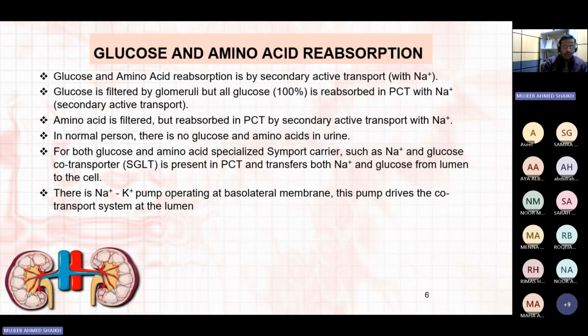Coming to glucose, how is glucose reabsorbed in the renal tubule or in the nephron? Glucose and amino acids are reabsorbed by secondary active transport. So what is the mechanism? The mechanism of reabsorption of glucose is secondary active transport. What does it mean?